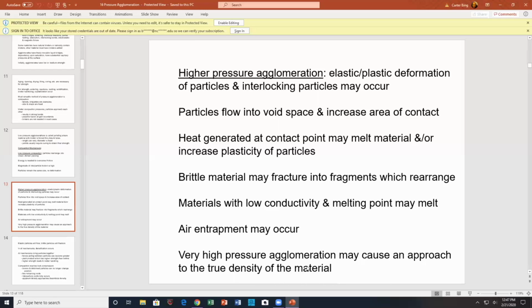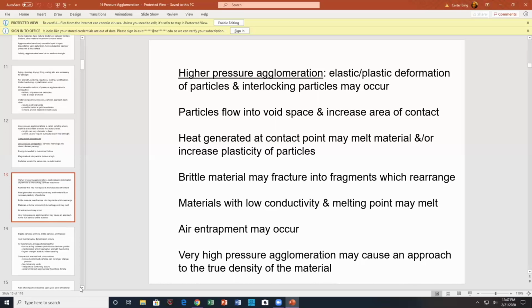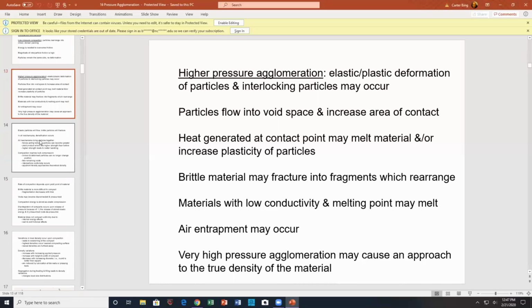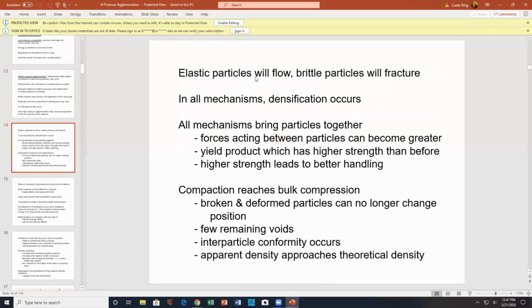Very high pressure agglomeration may cause an approach to the true density of the material. There you go. Wow, that's pretty amazing when that happens. Elastic plastic particles will flow. Brittle particles will fracture. In all mechanisms, densification occurs.